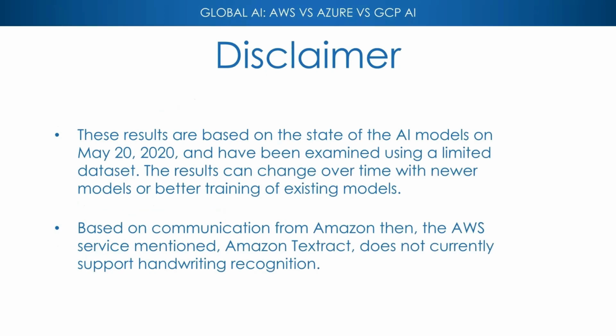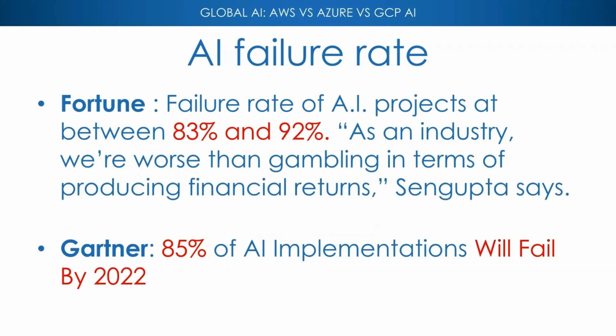Disclaimer: these results are based on the state of the AI models on May 20, 2020, and have been examined using a limited data set. The results can change over time with newer models or better training of existing models. And finally, based on the communication we received from Amazon in 2020, at that time at least, Amazon Textract did not support handwriting recognition. So please keep that in mind.